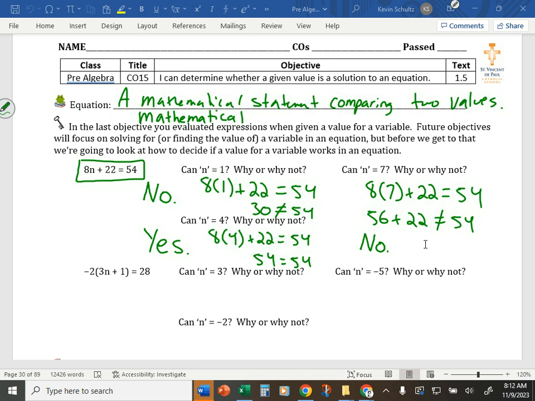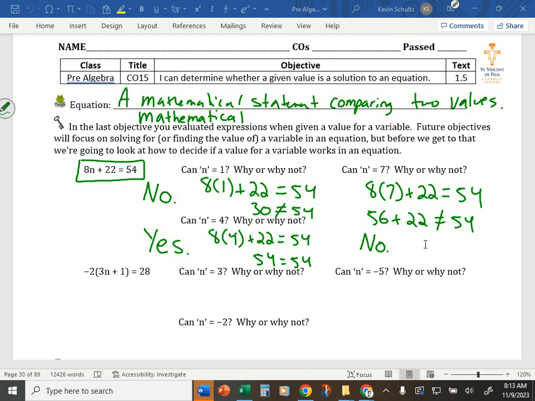No. Right? There's only one number n can be because there's only one possible way to take something, multiply it by 8, add 22, and get 54. Any other number will get you something else. So had n be 1, your reasoning for these other ones might not be plugging it in. Your reasoning might be that you already found the answer, and n can't be two different things. Okay?